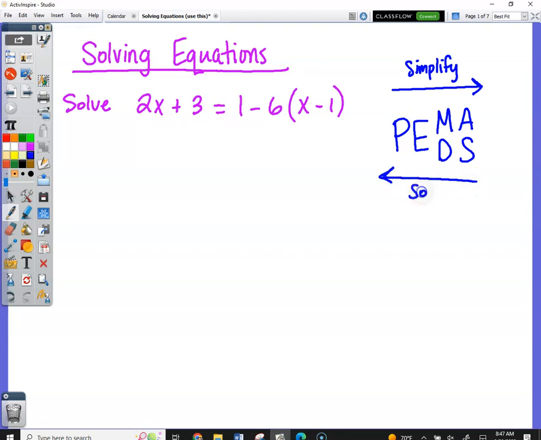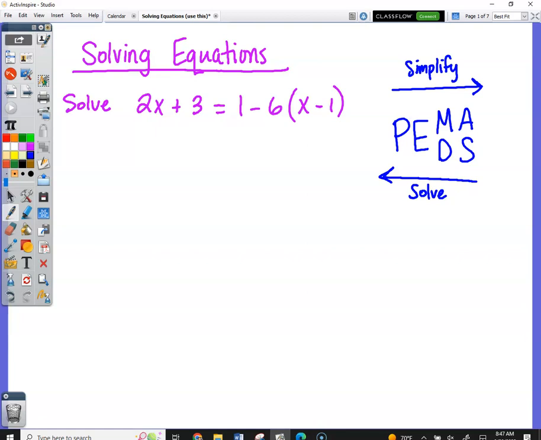When you are solving, once you simplify, now you're ready to solve, then you go in reverse. You move all addition and subtraction stuff away from the variable that you're trying to get by itself. Then you divide or multiply. Then any exponents, then parentheses. All right. So let me show you.